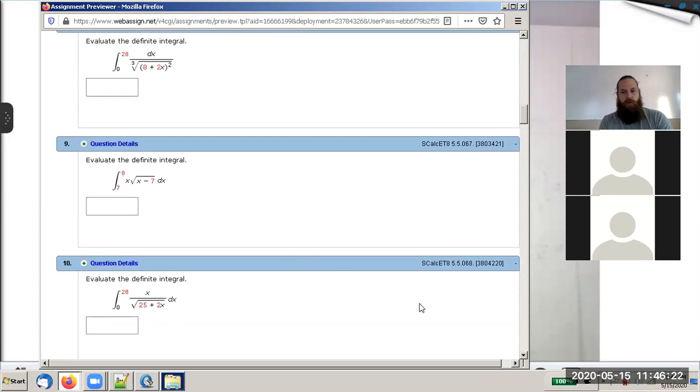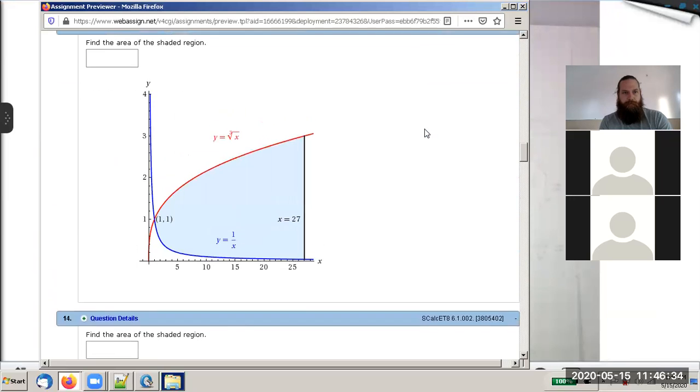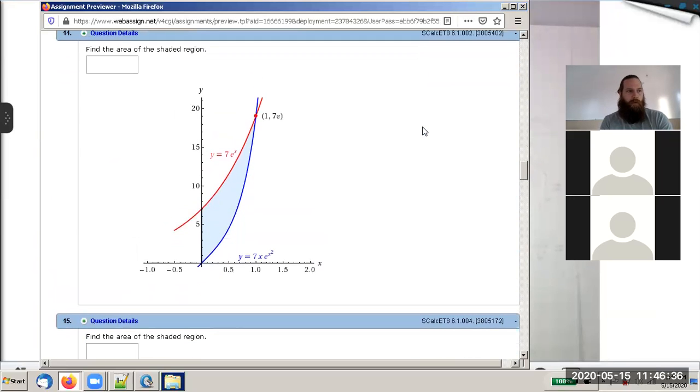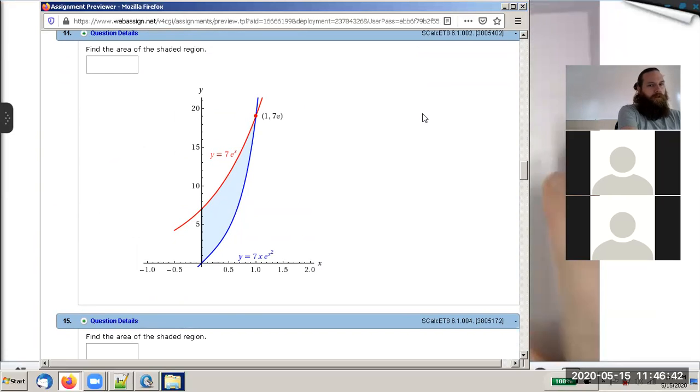Was 9 requested? No, okay. 9 is a fun problem, but we'll jump to 14, which was this area problem. Let me get it copied down here. It says find the shaded area.